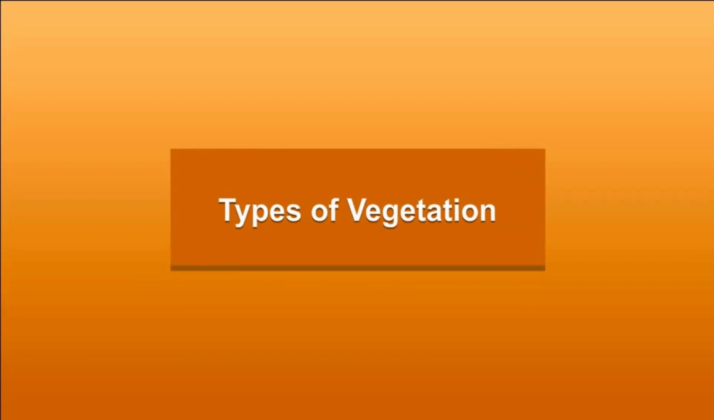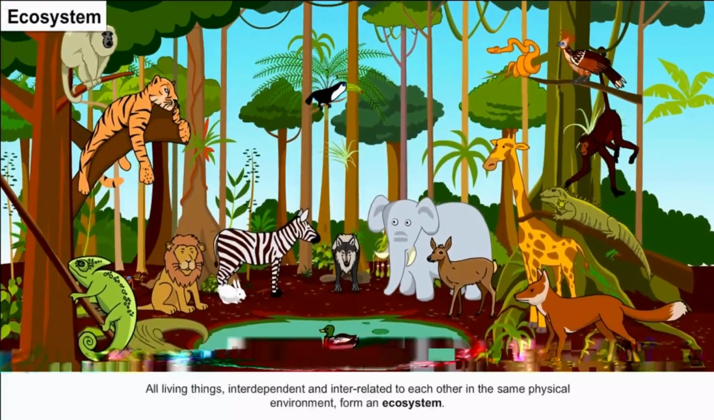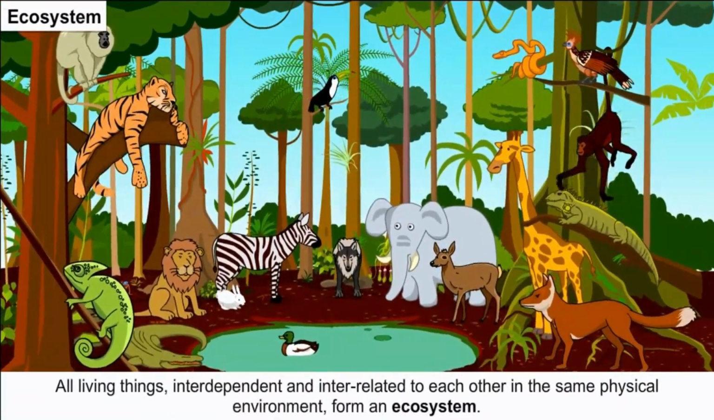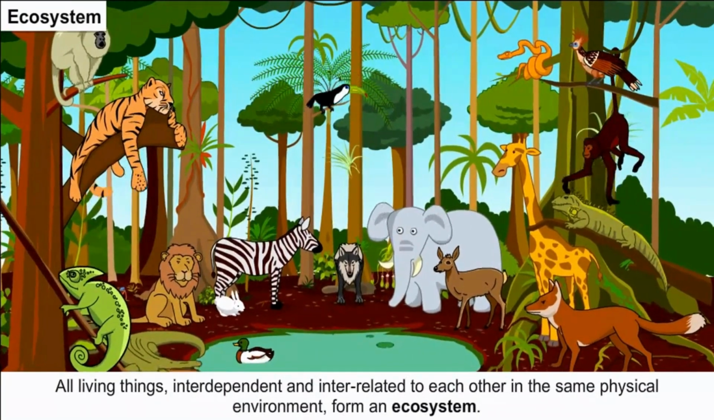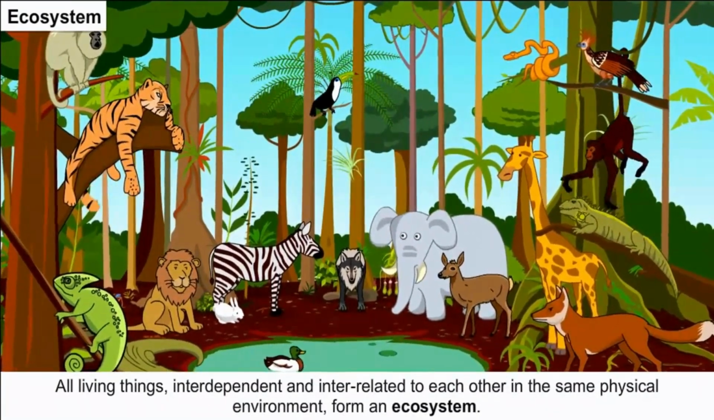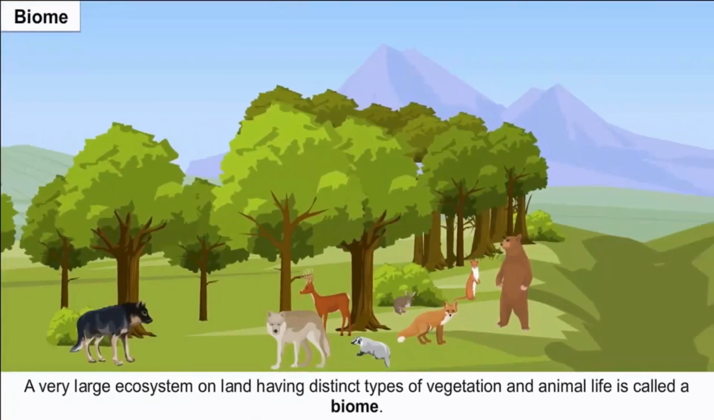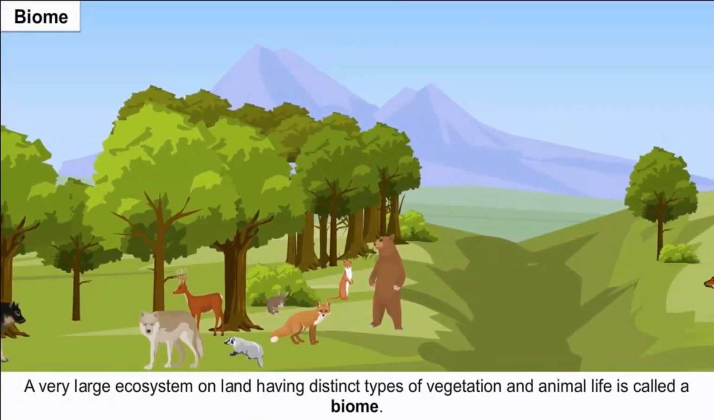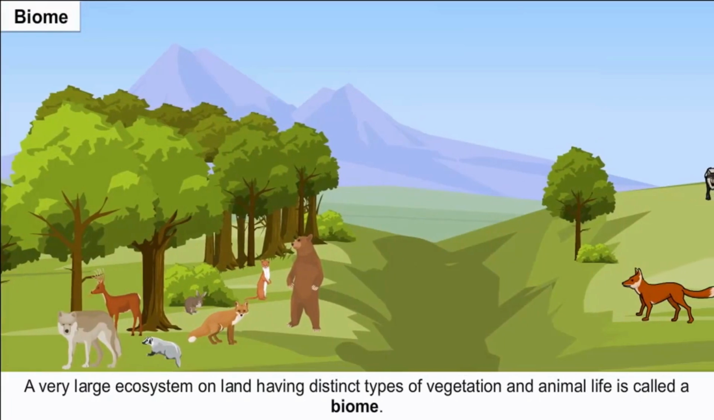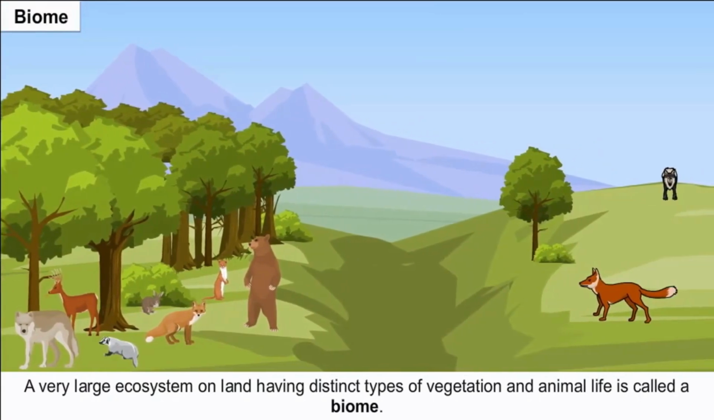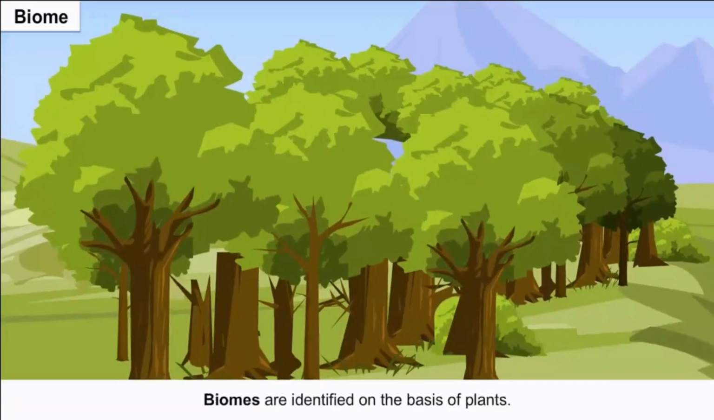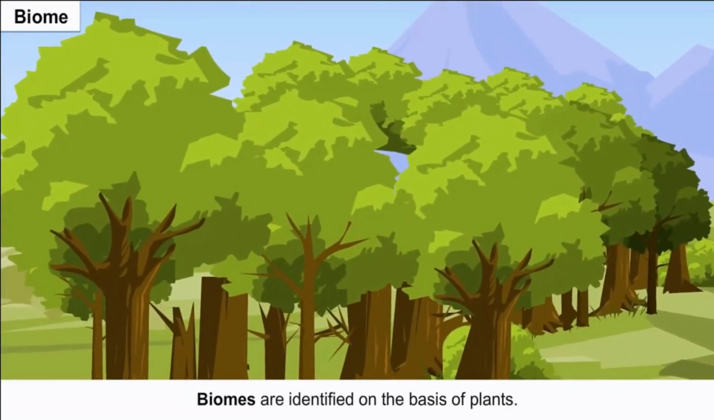Types of vegetation. Ecosystem. All living things, interdependent and interrelated to each other in the same physical environment, form an ecosystem. A very large ecosystem on land having distinct types of vegetation and animal life is called a biome. Biomes are identified on the basis of plants.